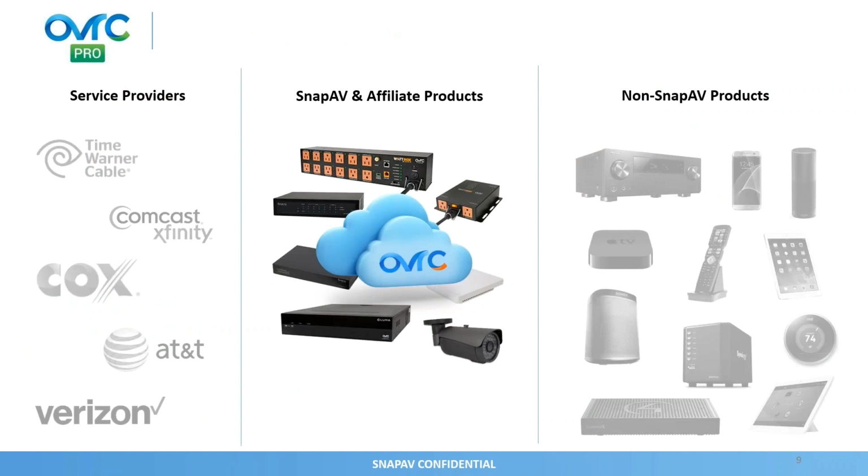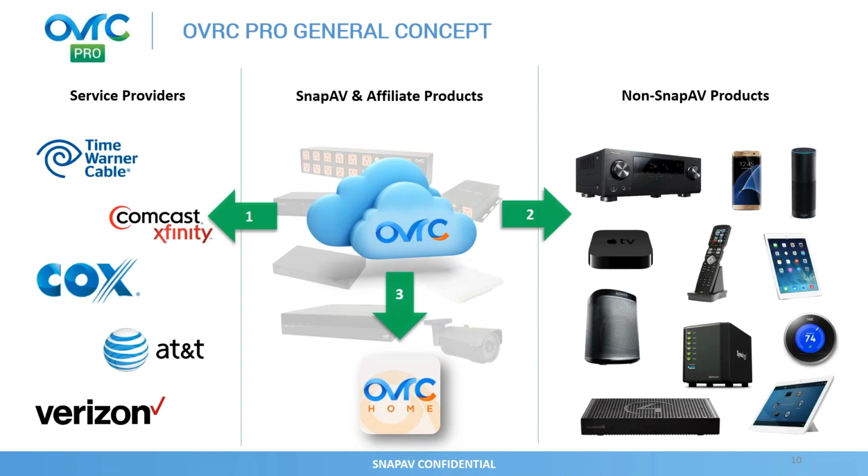So this is a slide that you saw a few slides ago, and this is where we were a few months back. But with the launch of OvrC Pro, we really focus on three different things. One, expanding OvrC's visibility so that now you have visibility into service providers' performance coming into the home. We then expanded the visibility of OvrC for you to monitor, manage, and access non-SnapAV products, IP devices on that network. And the third piece was we wanted to create an extension of OvrC called OvrC Home that you can now customize and give to your individual clients based on their needs.